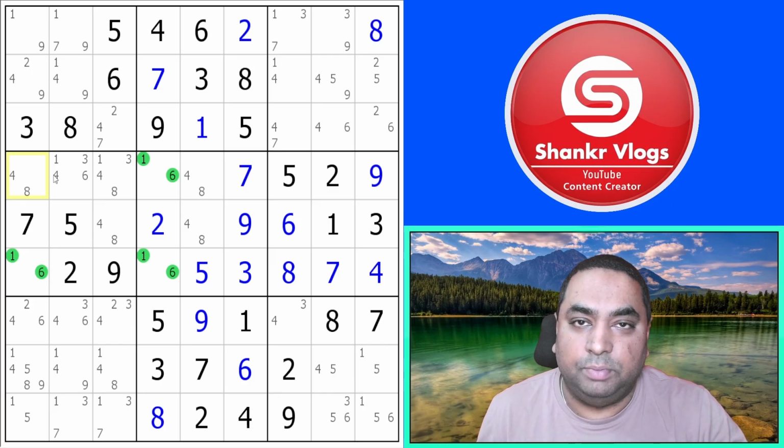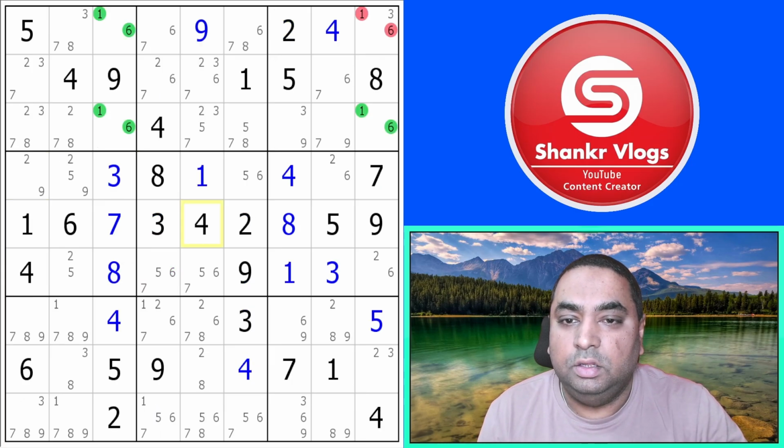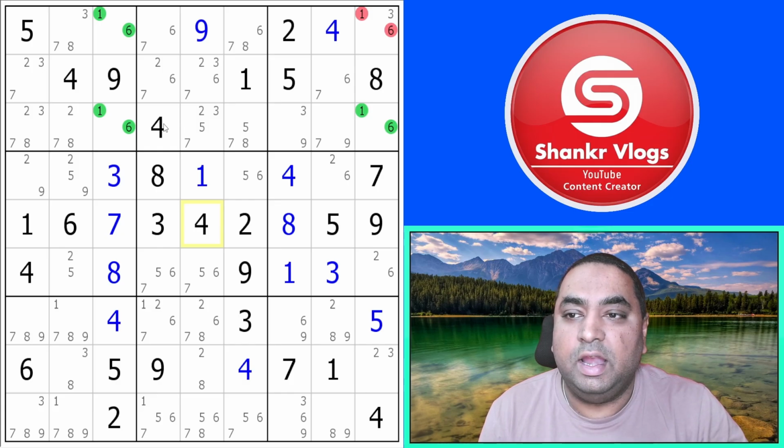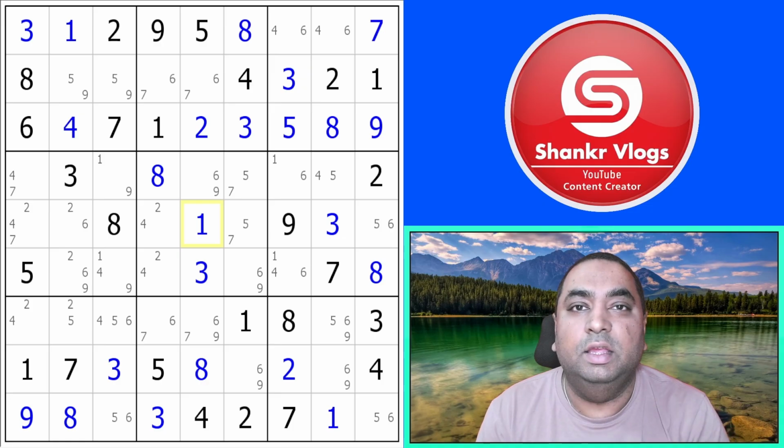Now we will see another example, type 1. Here the UR candidates are 1 and 6, placed in 3 cells. In the fourth cell, only one additional candidate is there: 3. We can remove 1 and 6 from the fourth cell, so 3 becomes the solution and we can directly fill it in. In this way we solve type 1 unique rectangle by eliminating candidates in the fourth cell.